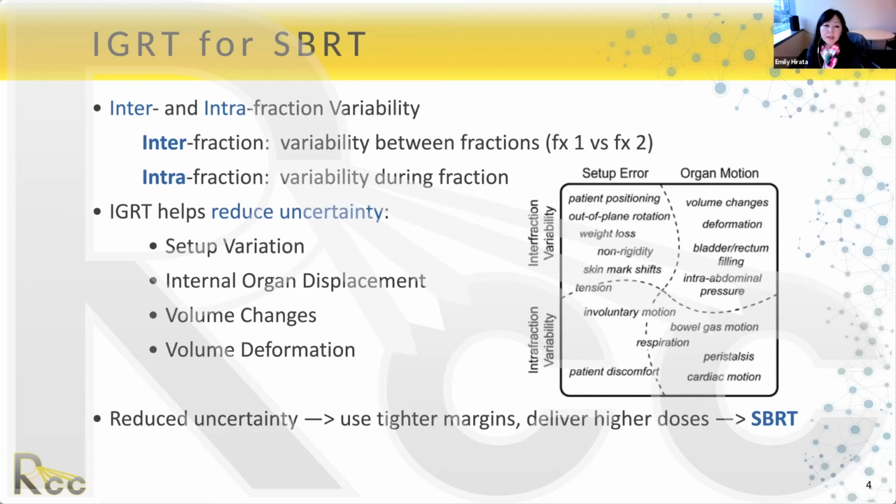If we notice that the anatomy of the patient has changed, we're able to see that now. And we're able to see volume deformation. How has the shape of the organs, internal organs or tumors changed? And because we can reduce this uncertainty, we're able to use tighter margins, deliver higher doses, and essentially allow us to do SBRT. So IGRT is really important for an SBRT program for all of these reasons.